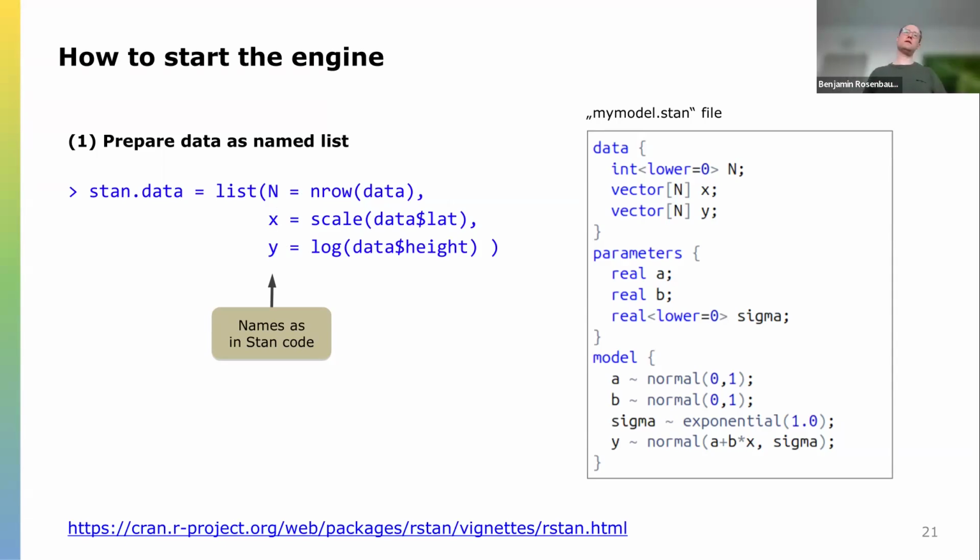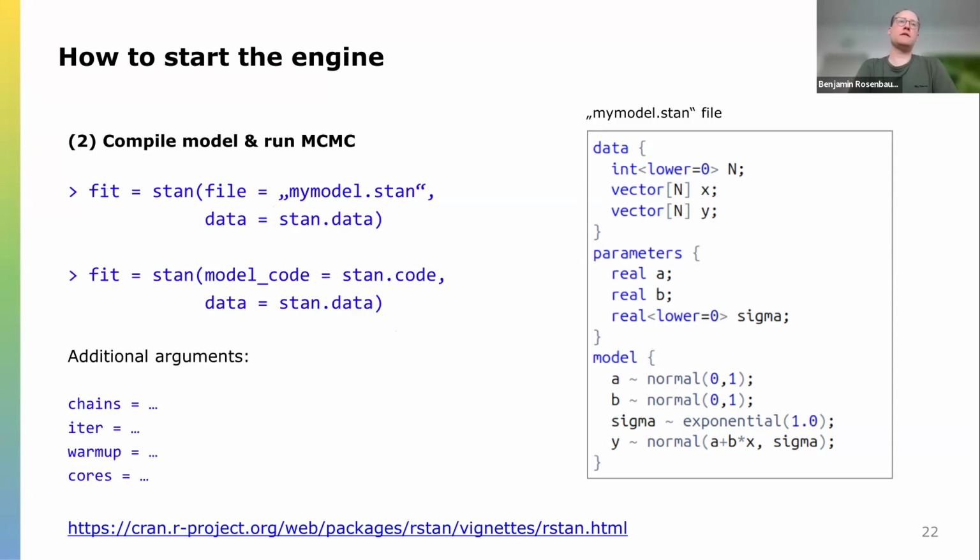A list in R is an object where you can stitch together all kinds of different variables. The only important thing is that it has to be named, and the names have to correspond to the names in the data block such that Stan can identify them. So if we had chosen in the code to use descriptive names like latitude for x, then we would also have to provide that name here: latitude is equal to, and this is how Stan can identify what goes where. And then that's already it. Then you can use the stan command to both compile the model and run the MCMC.